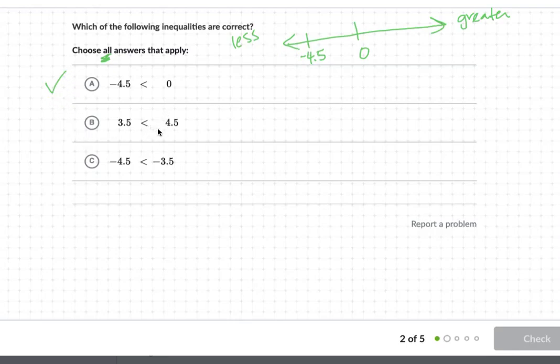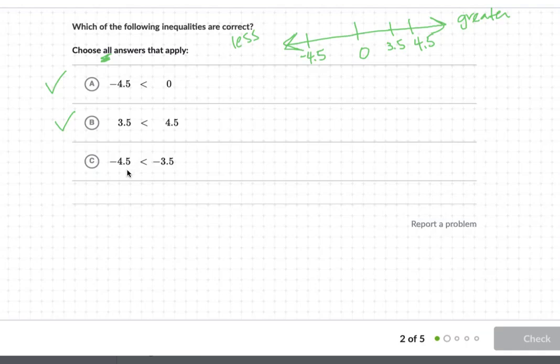Let's try the next one. 3.5, let's say it's over here. Is that less than 4.5? Well, 4.5 is a little bit further to the right. So is 3.5 less than 4.5? Yes, it's further to the left. So that one is also correct. As long as it's to the left of it, it's less than. If it's to the right of it, it's greater than.